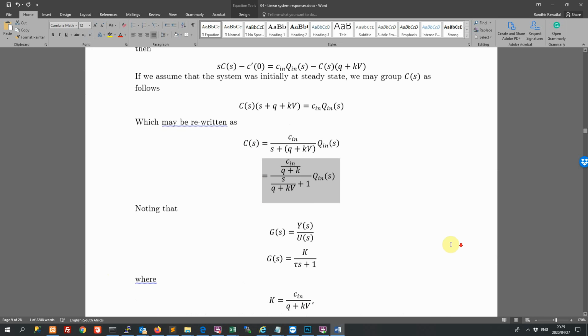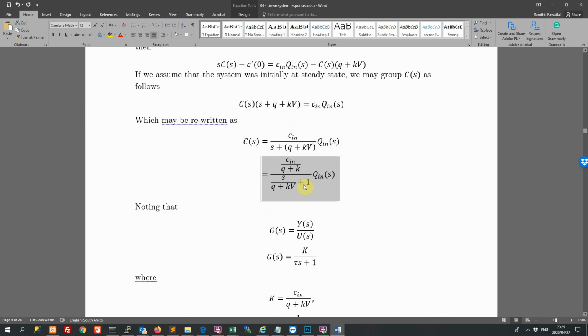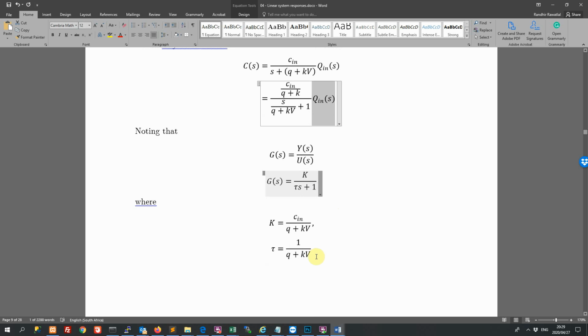And in this case, it looks a little different to what we're used to seeing until we recognize that this is a lump of constants here, and then you've got s here, and then this is all constant, plus 1. So this is nothing but constant over constant s plus 1. So it has the same form as what we are used to seeing here. And by the way, this was also multiplied by q in, which we recognize as our input transfer function. So that's our u of s. Okay, so that's our transfer function.